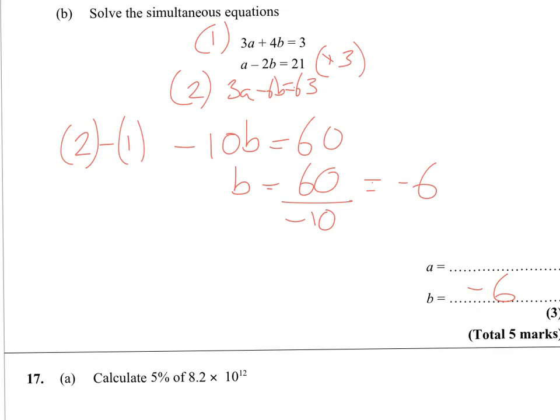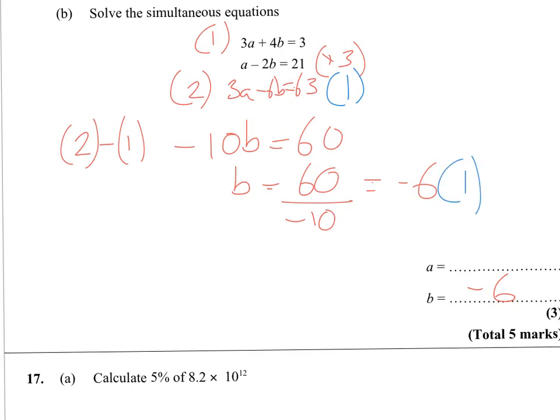Just at this point, I'll tell you there are 3 marks available. I've got 1 mark for rearranging or changing one of my equations so the coefficient, that's the number in front of the letter, is the same as the number in front of the same letter in the other equation. So they've both got 3 a's. That's 1 mark. Second mark is for eliminating and finding the value of b.